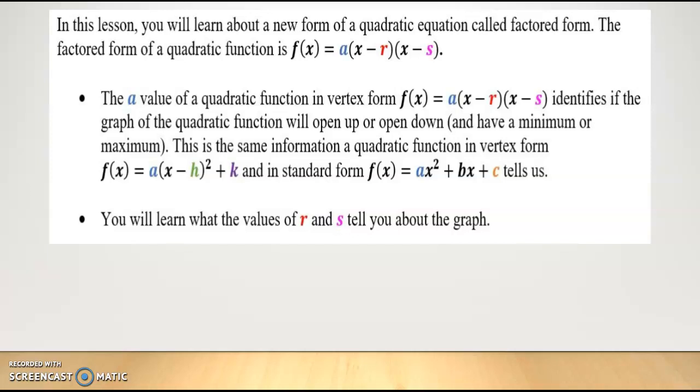Those r and s values that are written right here are your factors, which in turn are our x-intercepts. Our a value still tells us if our graph opens up or down and has a minimum or maximum. And like I said before, vertex form and standard form tell us different things, but those r and s values up here will give us our x-intercepts, our zeros.